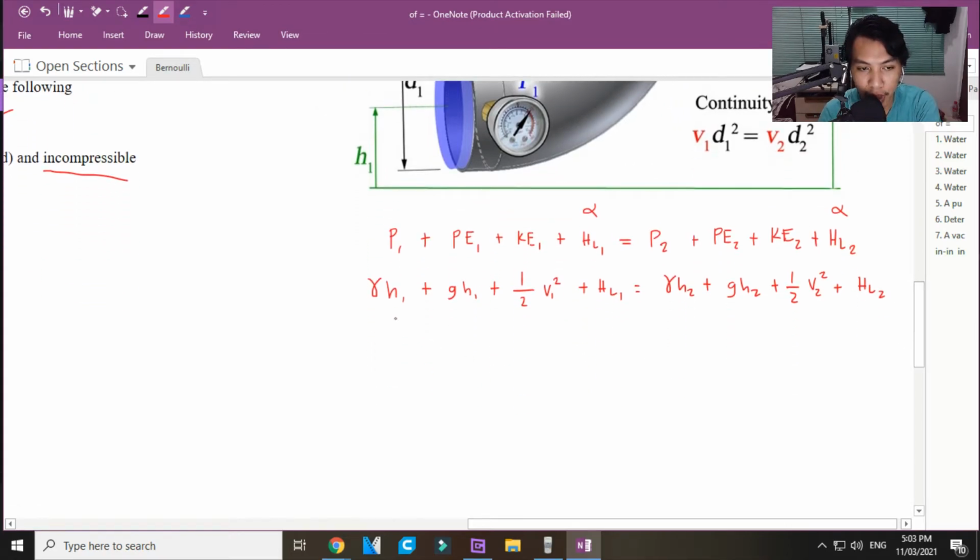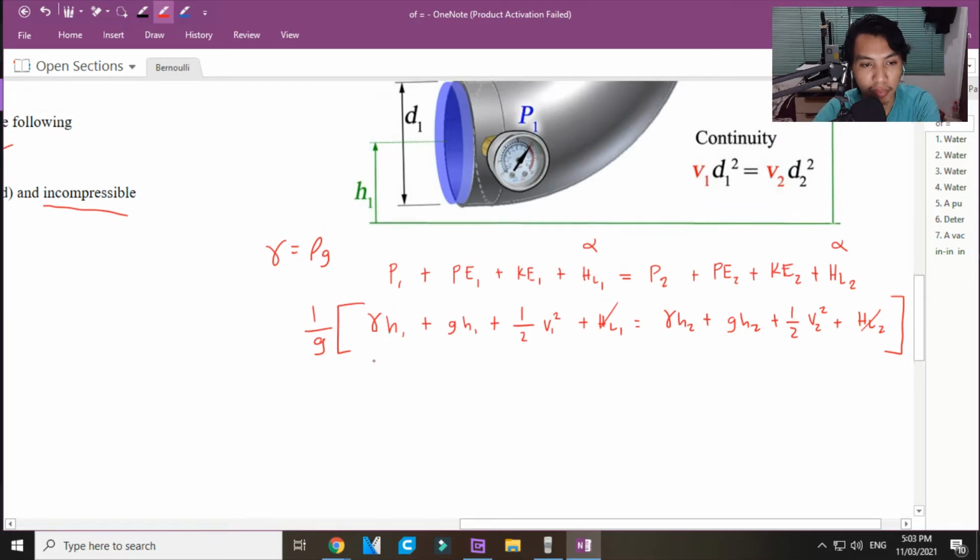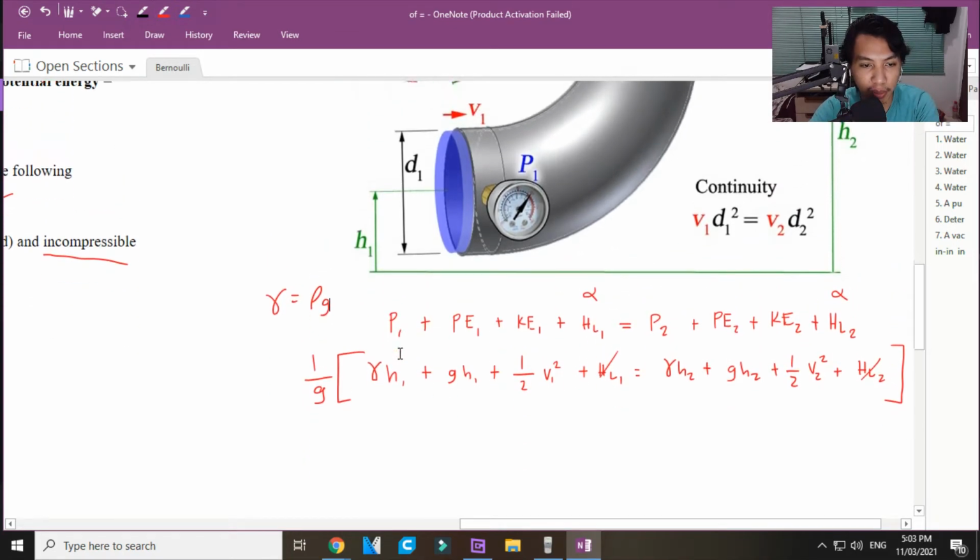Okay. So, i-divide ko both sides. Ito i-disregard muna natin to. Disregard muna natin. Ito, saka ito. I-disregard ko lang muna. Isama ko mamaya. So, we will have to multiply it with 1 over G or divide all sides with G. Okay? Or simply, ito kasi, yan yun, no? Di ba ito is rho G? Tama ba? Yung pressure mo.